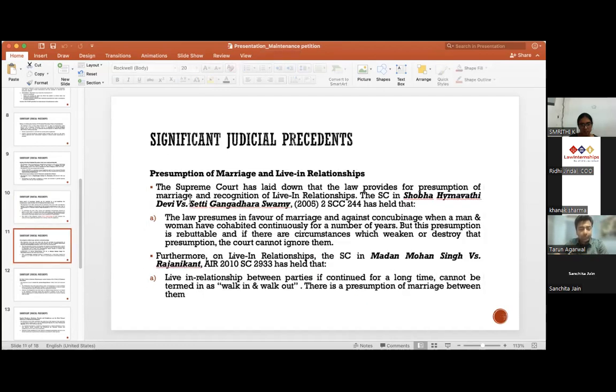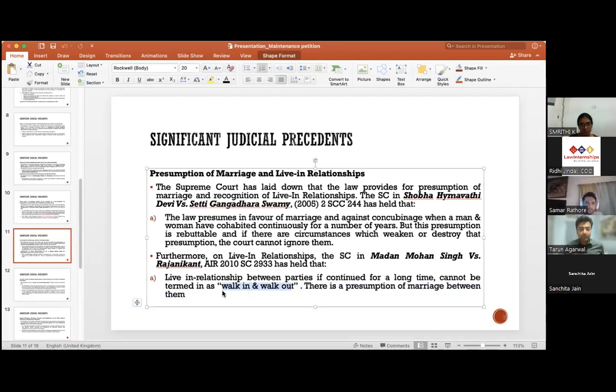Subsequently, there are n number of judgments which say that a man and a woman cannot just walk in and walk out of a relationship. Can you see this part? Yes, sir. Yeah. So the court has made it very clear that live-in relationships between parties have to be considered. And if they're living together for a continued long time, then they cannot be termed as walk in and walk out. Then in such a scenario, there will be a deemed presumption of marriage between those two persons.